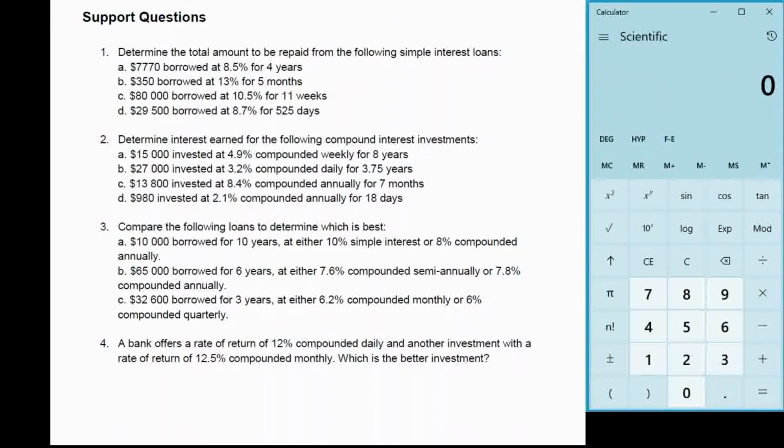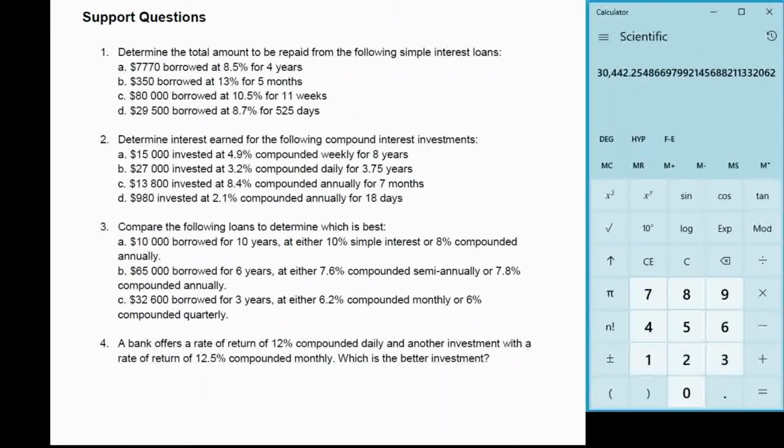Let's look at question 2B. $27,000 is invested at 3.2% compounded daily for 3.75 years. So I take this value, I multiply this by 1 plus the rate, 0.032, compounded daily, so divided by 365, to the power of 365 times 3.75.